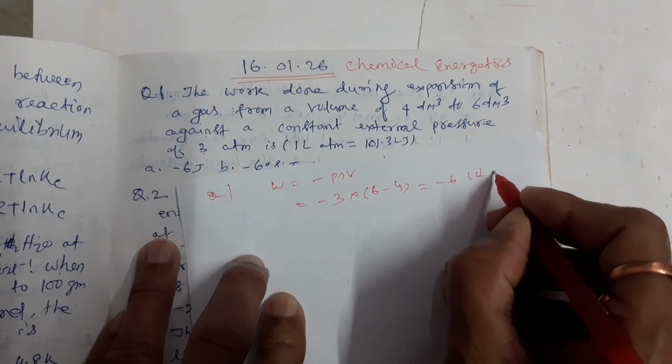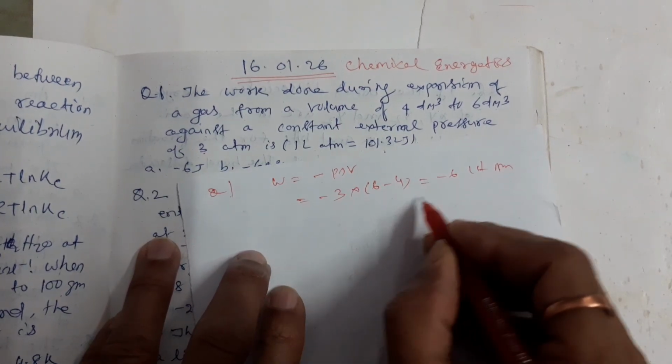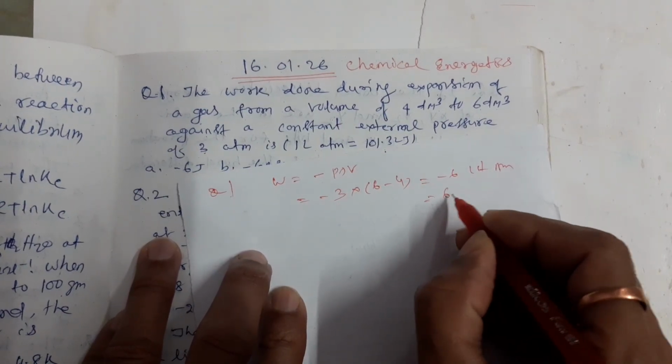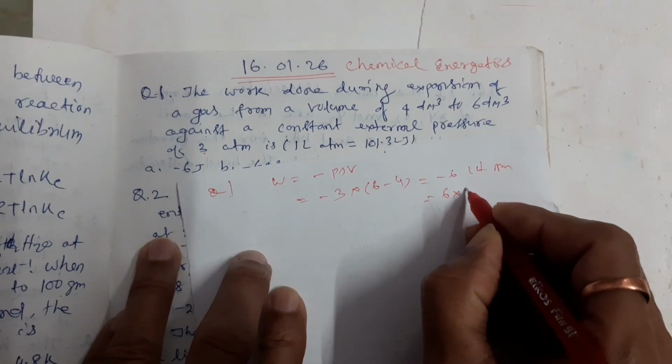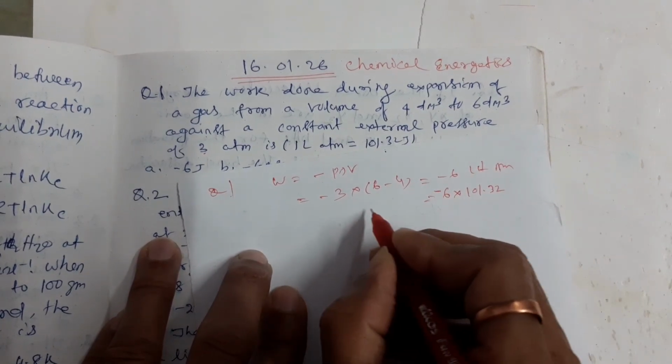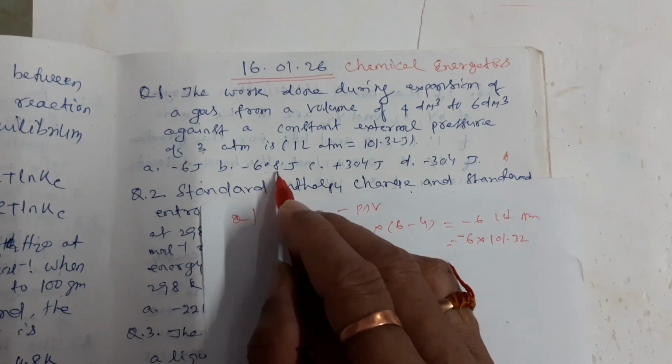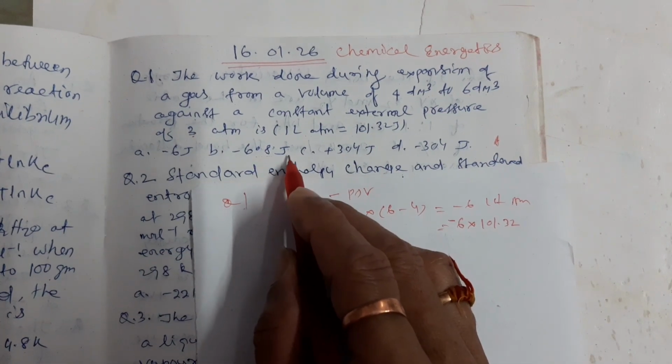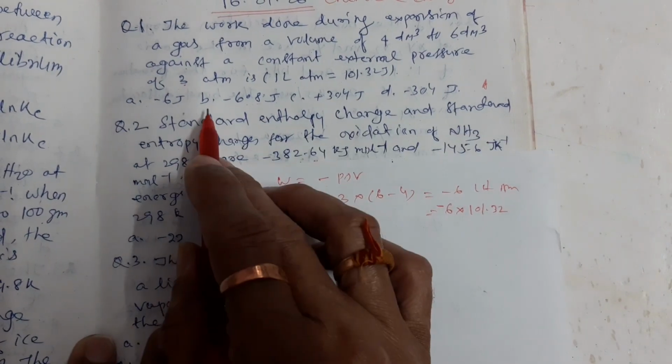liter atmosphere, but 1 liter atmosphere is equal to this much. So 6 multiplied by 101.32, with the minus sign here, so you will get minus 608 joule. Choice B is the correct answer.